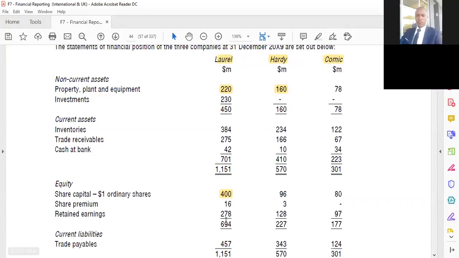Retained earnings, we said, there's going to be a serious working. So ignore retained earnings. But we are picking the payables, these two guys. Because, have you seen? Copying and pasting. So what do we do? Let's go to our workings and then there we go. So equity.